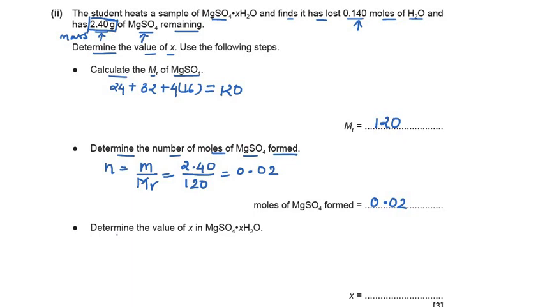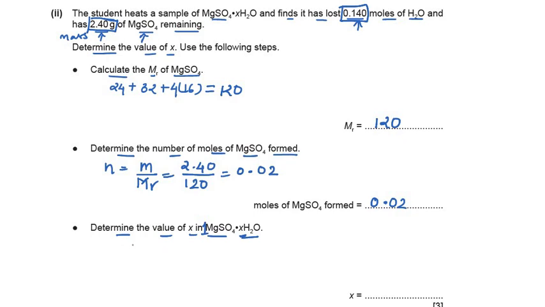Okay, next is to determine the value of X in MgSO4.XH2O. Here in this formula we can see that there is a ratio of 1:X. Now this 1:X is the mole ratio of magnesium sulfate and water molecules. So we have both the moles of magnesium sulfate and the moles of water, which is given here as 0.140. So let's find the ratio of the moles of both substances, magnesium sulfate and water.